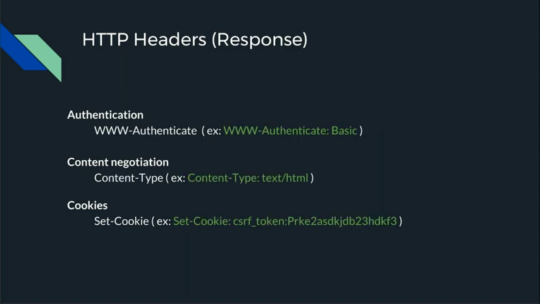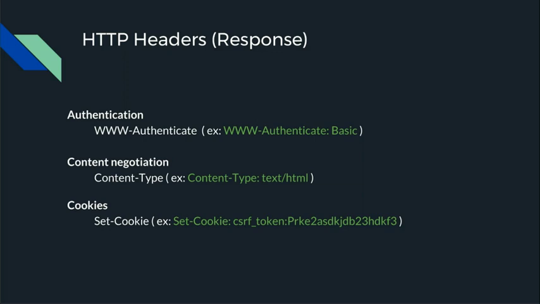Okay, now let's see what headers are returned in the response. First, there is the type of authentication the server wants. So for example, if you send a request with no authentication and the server requires basic authentication, the server is supposed to send you a header like this: WWW-Authenticate: Basic, to tell the client it wants to authenticate by using basic authentication.